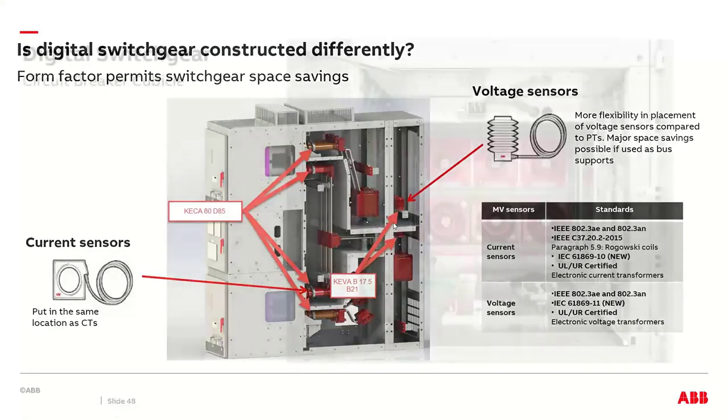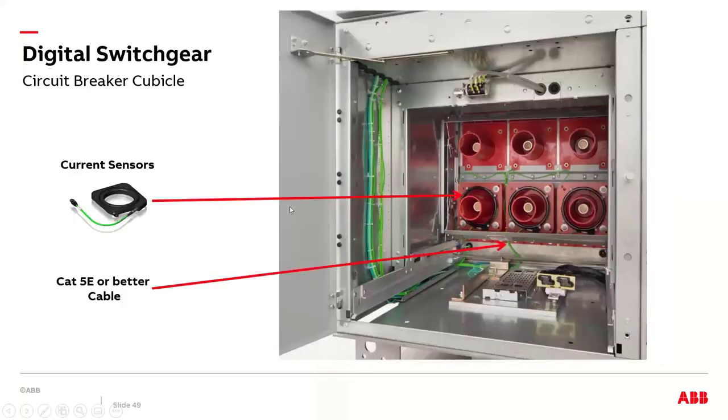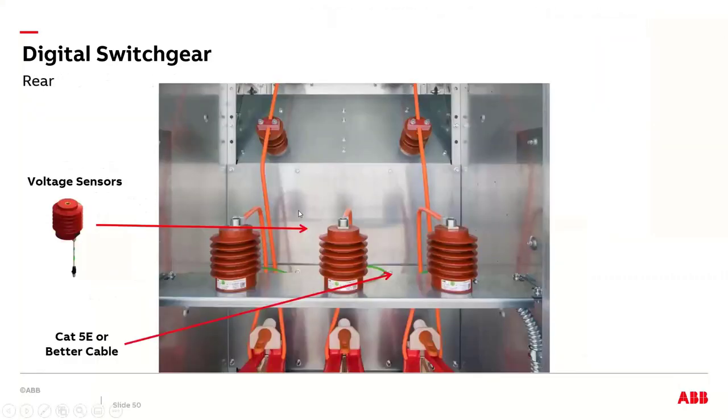Now, the current sensors would go in the same place as the current transformers, as you can see over here on the breaker bushings. So you have the Rogowski coils here, which are connected with the Ethernet cable, with this Cat5e or Cat6. And this is going to be the voltage sensor at the back in the cable compartment. Depending upon the vendor, they can also be used as bus support if they have enough insulation.